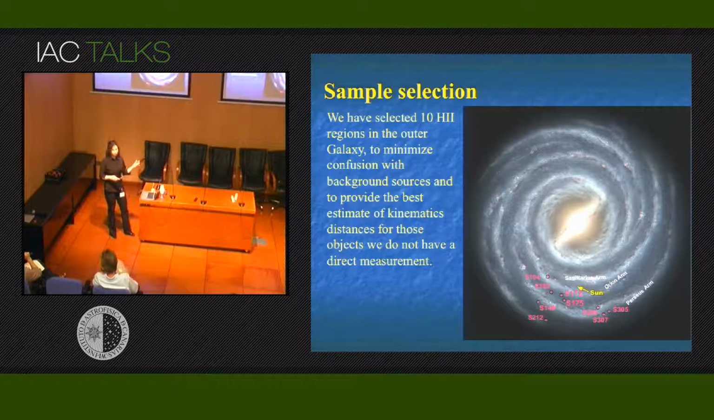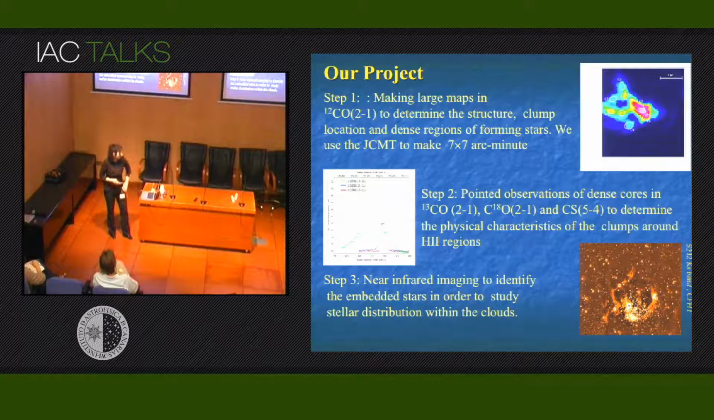So these are 10 H II regions selected from the Sharpless catalog. These are optically visible H II regions. And we also selected the ones which are small enough that we can fit them in a 7 by 7 arcminute map, and we can take enough molecular gas around them. So first we use CO observation, CO 2-1, a very well-known and very abundant isotope of carbon monoxide, to study the structure of the cloud and also to find these denser regions, which we call clumps.